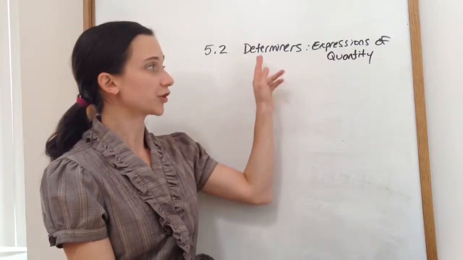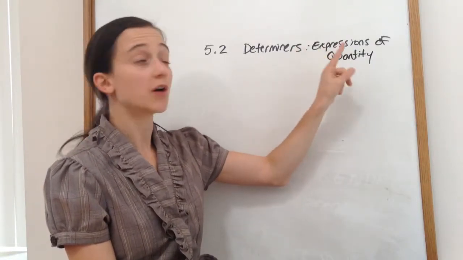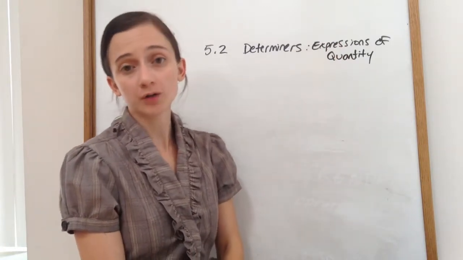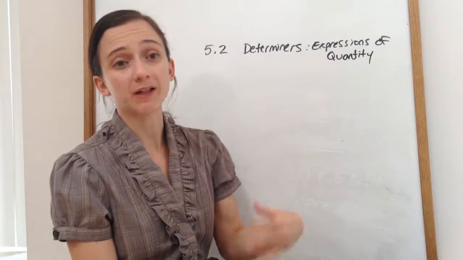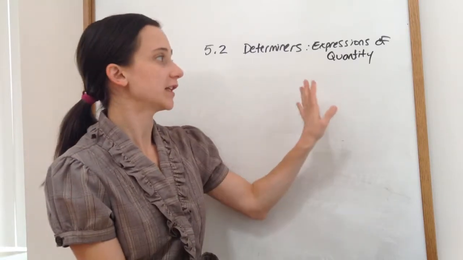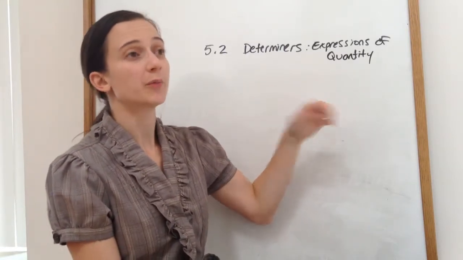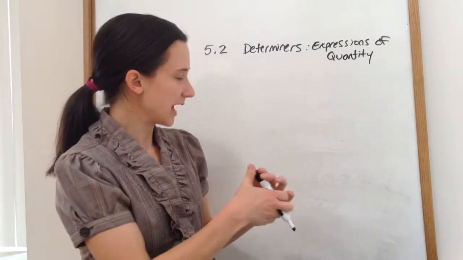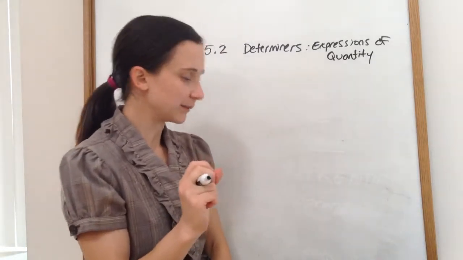5.2, we'll talk about determiners, expressions of quantity. In 5.1, we talked about partitive articles, a part of the whole, but that was uncountable. Here we're going to find a way to basically count those uncountable things. So how do we express quantity?